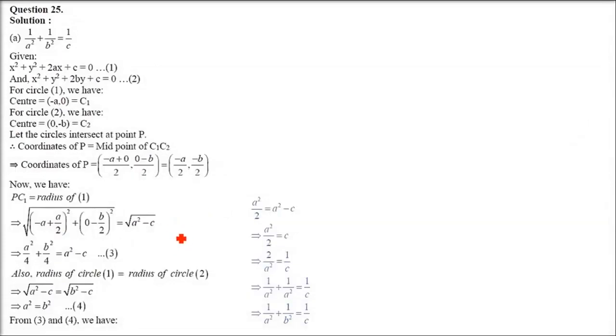Question number 25. If the circles x square plus y square plus 2ax plus c equals 0 and x square plus y square plus 2by plus c equals 0 touch each other. So they are touching, same concept we are going to use. The distance between the center of two circles will be equal to the addition of the radius.